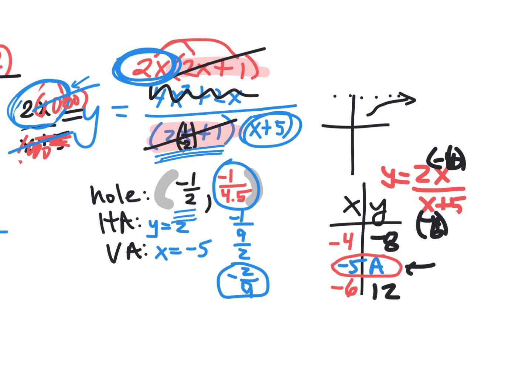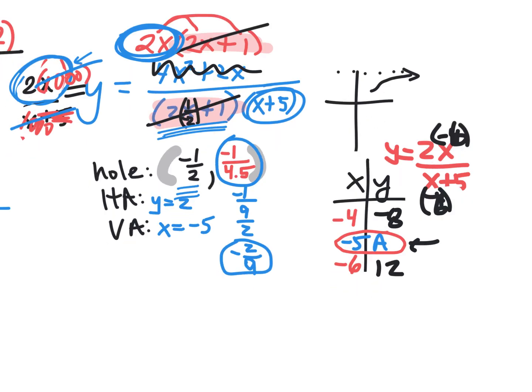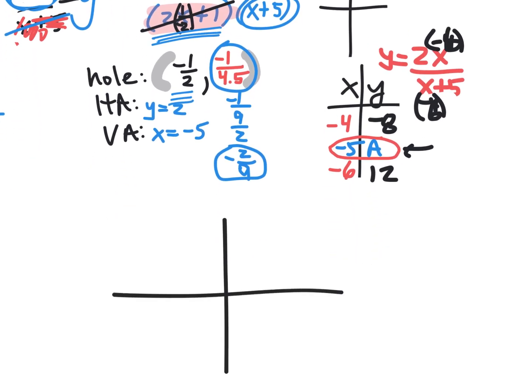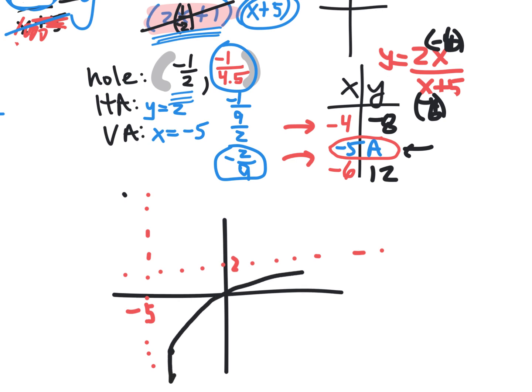And now I'd be able to graph it because I'd have asymptotes that I can graph. And actually, this part is super easy. I'll just do it. Y equals 2 is the line that goes across like that. X equals negative 5 goes like that. And then I'd have a point at negative 4, negative 8. That's like way down there. And then I'd have a point at negative 6, 12. And that's like way up there. And that tells me it goes like this. And it goes like this.